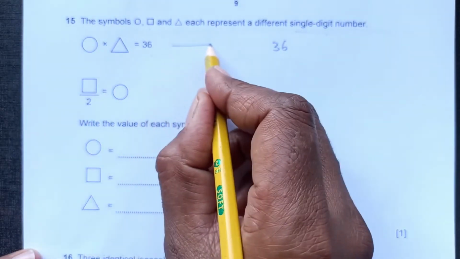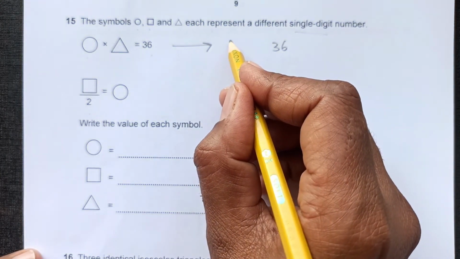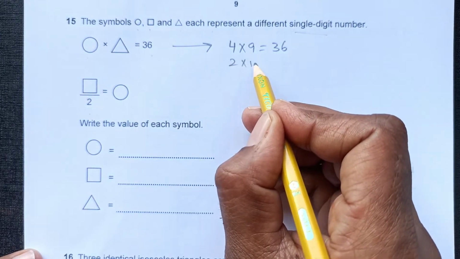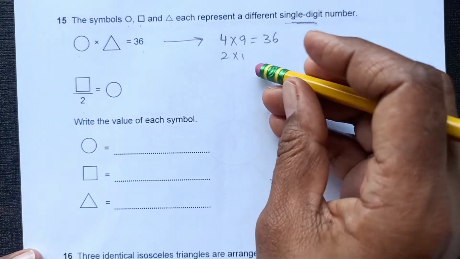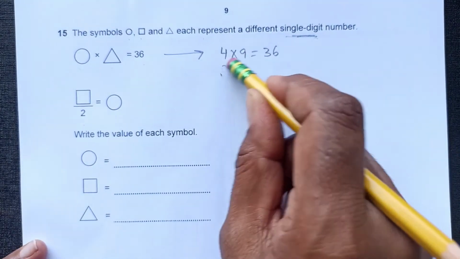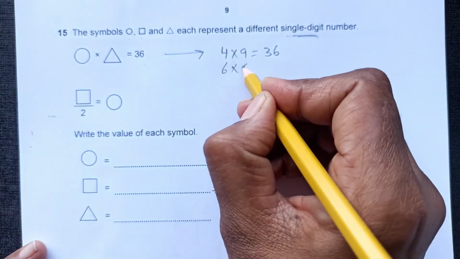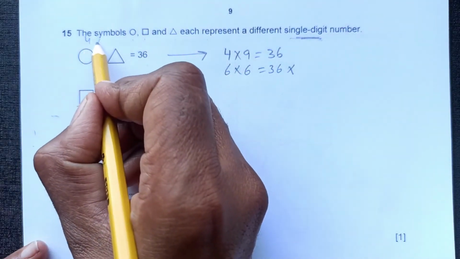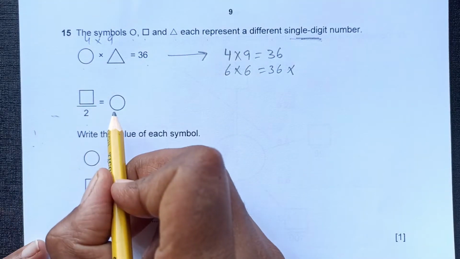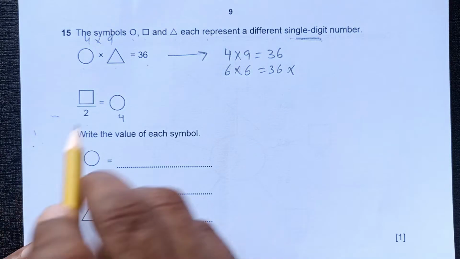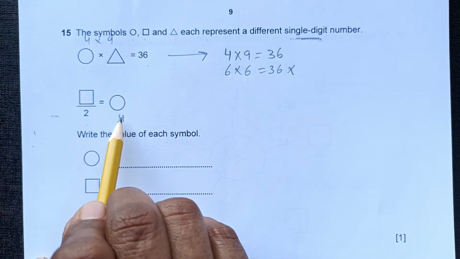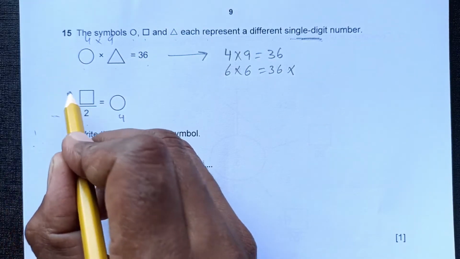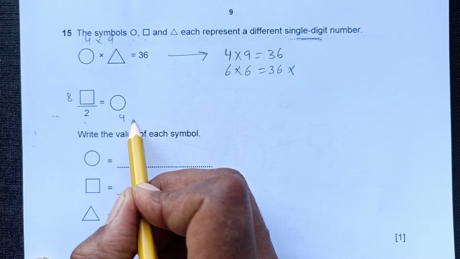So 36: you can get it by 4 times 9, and 2 times 18, but 18 is not a single digit, so we cannot take 2 times this. If we have 6 times 6, then it is repetition, so we cannot use this one. So let's say this is 4 and this is 9. 4 times 9 is 36. Now if this is 4, how are we going to get 4 here? It means 2 times here. If I take 8 here, 8 divided by 2 is 4. I think we are done.